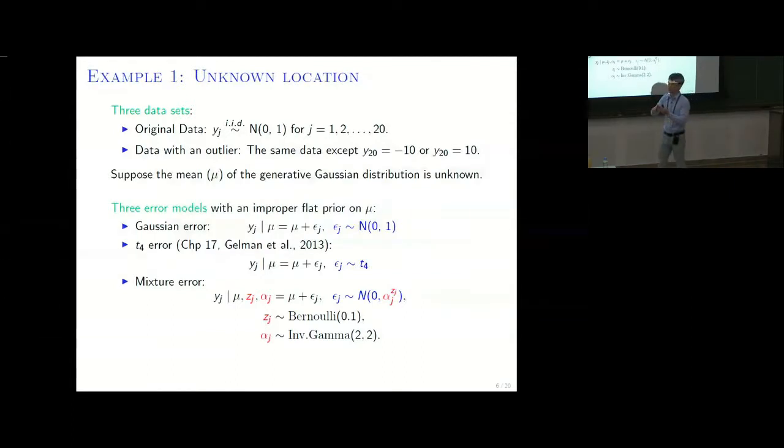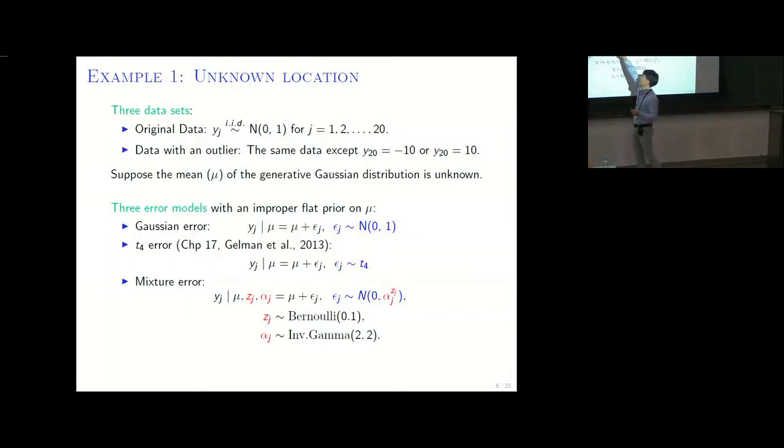The first one is composed of the 20 realizations of a standard Gaussian distribution. And the second and third one are the same as the first one, except the last observation is incorrectly recorded as -10 or 10, just to make a synthetic outlier. So I set up 3 models.